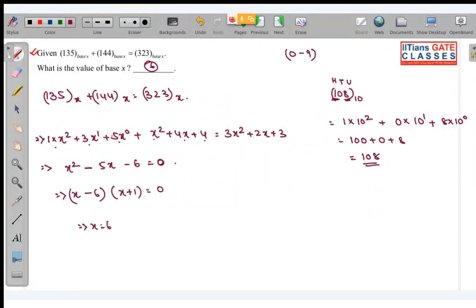So x equals 6 and minus 1. Base cannot be negative, base needs to be positive, so 6 is correct, because if the base is 6 you will have digits from 0 to 5, and you can see over here you have the digits from 0 to 5 only, nothing is exceeding 5, so 6 is correct.